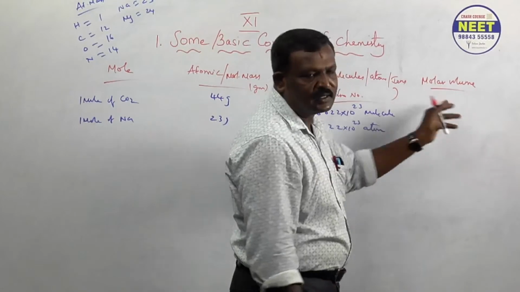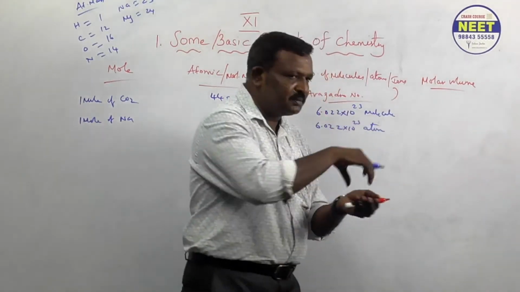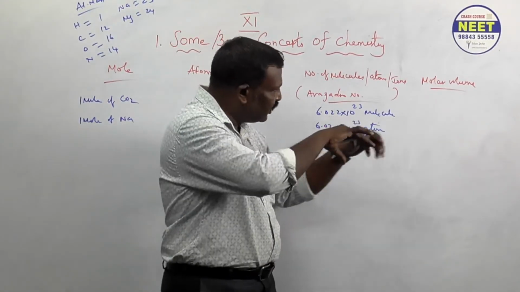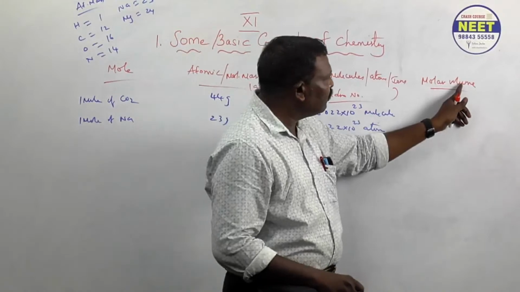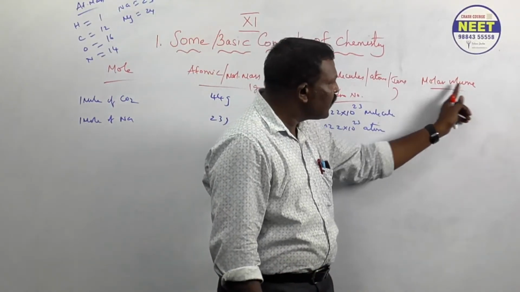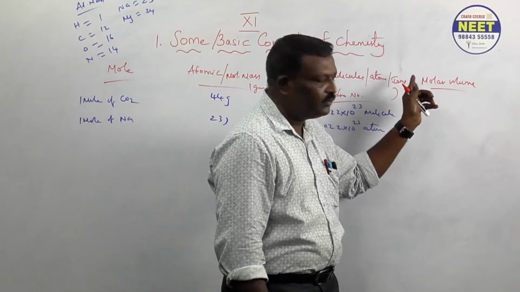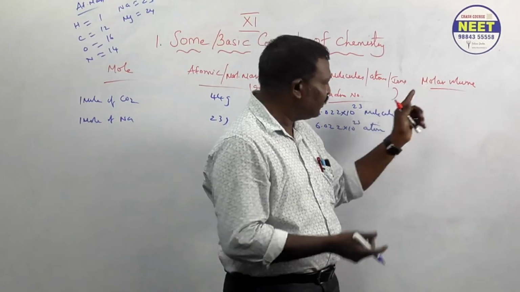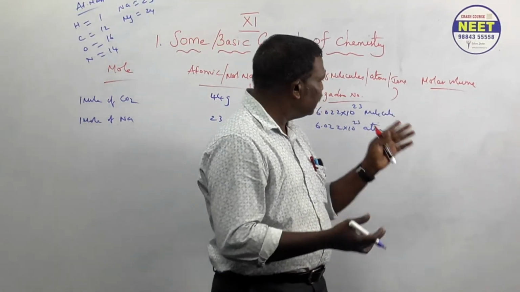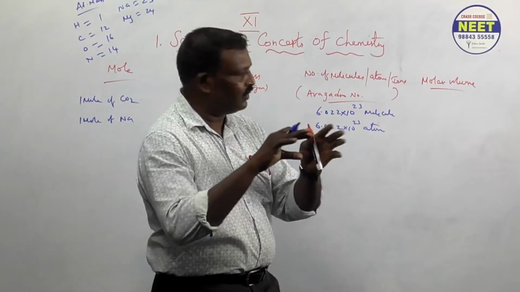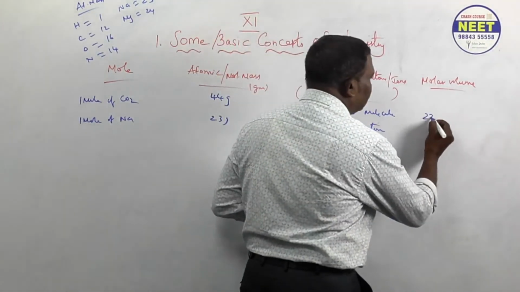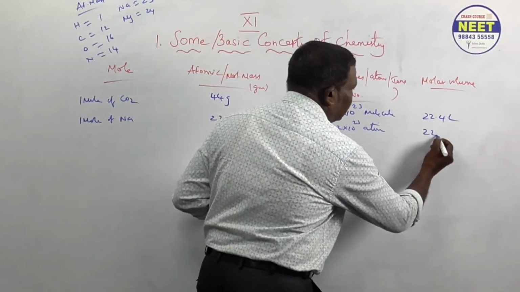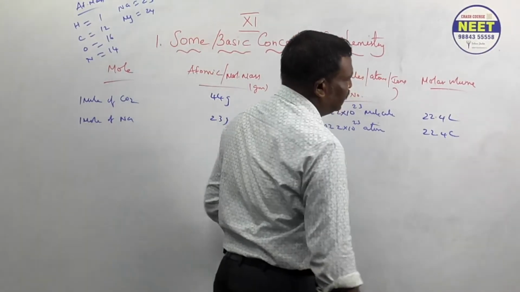These two values are constant. 1 mole of any substance contains this number of molecules, and then it occupies some volume. Volume occupied by 1 mole of any substance is called molar volume. Understood? Avogadro has given one volume, it's a constant value. That is nothing but 22.4 liters. Correct? Understood? Right.